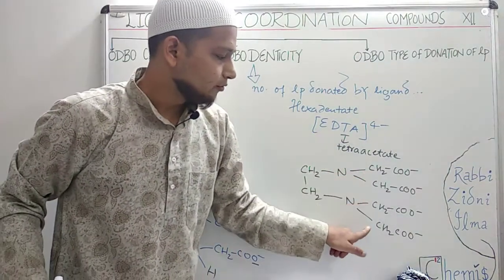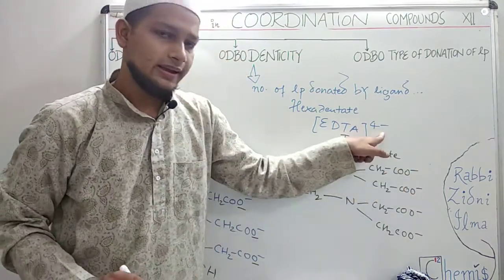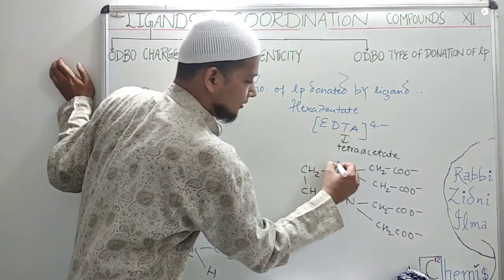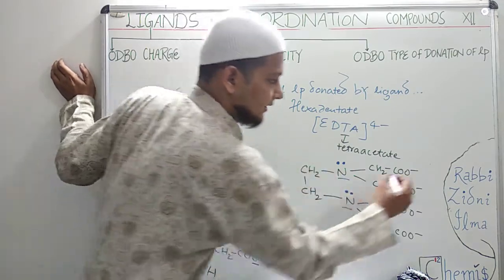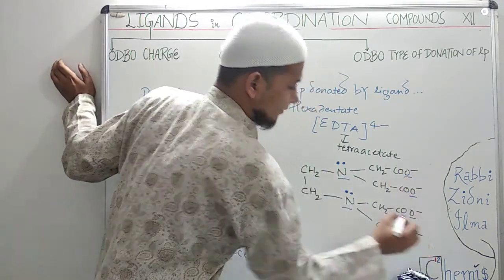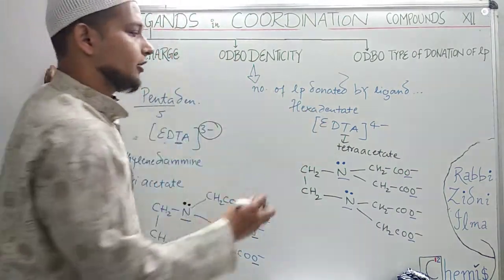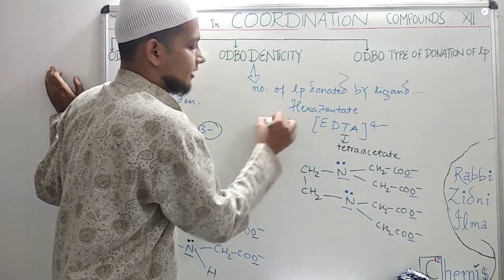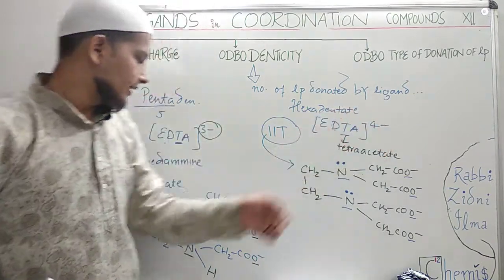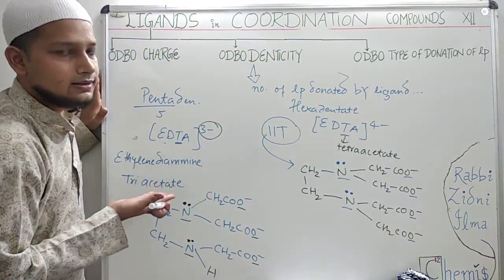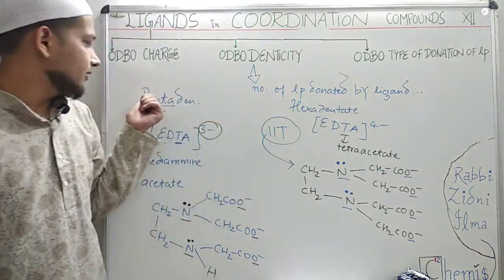1, 2, 3, 4. -1, -1, -1, -1. That will give us -4 here. And the nitrogens, these are the 2 donor atoms here. And there are 4 donor atoms here. Hexadentate, EDTA 4-. 4- is very important because the structure has been asked in our IIT exam. What is the structure of EDTA 4-? And EDTA 3- is yet to be asked. So it's all about hexadentate and pentadentate.